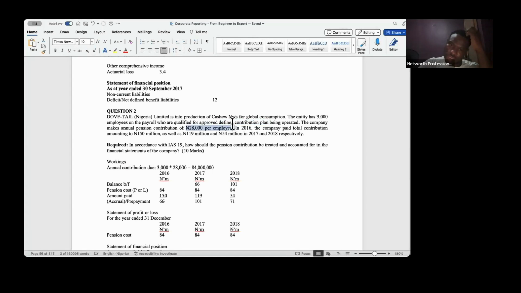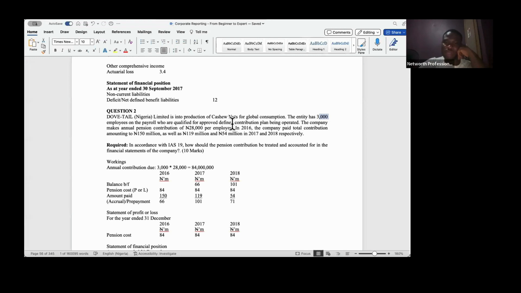I want you to press your calculator. Let's know the total pension they pay per annum. If they are paying 28,000 naira per employee and they have 3,000 employees, how much are they going to be paying per annum? I know that you don't have your calculator, so let me not waste our time. It's 84 million. So the 84 million is what you would simply recognize in your books as an expense, as pension cost. Just debit 84 million. If they have paid it, credit bank. So what goes into your books is 84 million to your P&L.